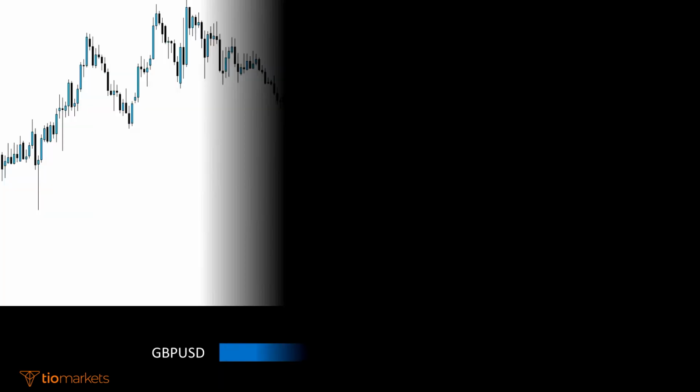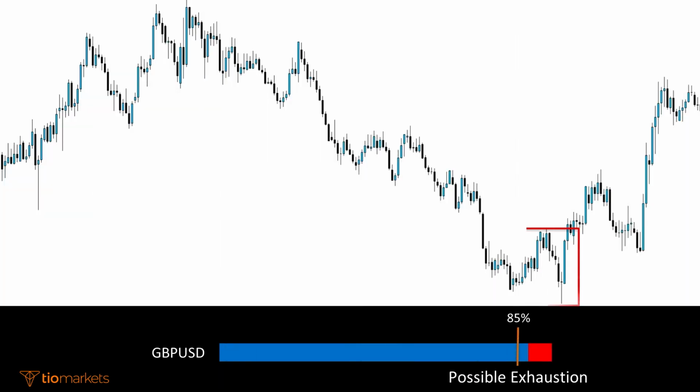When sentiment is over 85% long or short, then this can be considered extreme, and the move might be close to exhaustion. It's at these points where most traders will be stopped out or close their positions, so be cautious when sentiment is at the extremes.